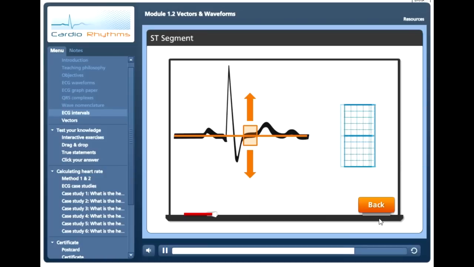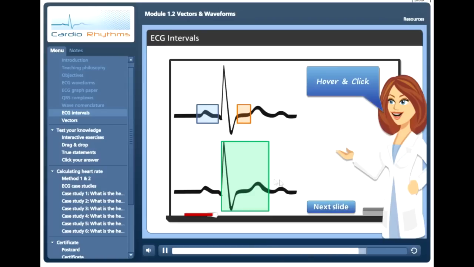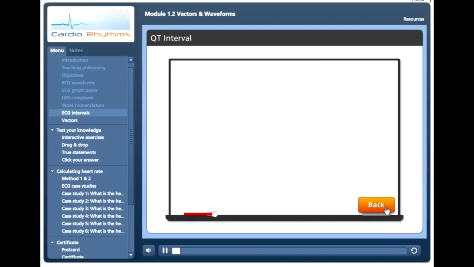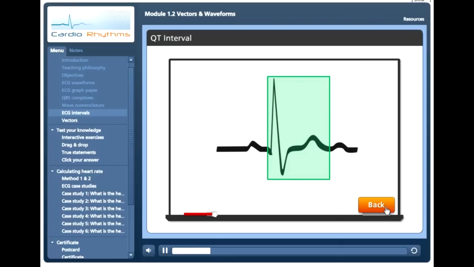Measurements of any ST segment deviations, height or depth, are measured vertically. Remember, each small box is worth 1 mm and each large box worth 5 mm. The QT interval is the section from the beginning of the QRS complex to the end of the T wave. It represents ventricular depolarization and repolarization. This interval varies with heart rate and with electrolyte abnormalities. This interval is important because a prolonged QT interval can potentially lead to dangerous and life-threatening arrhythmias.